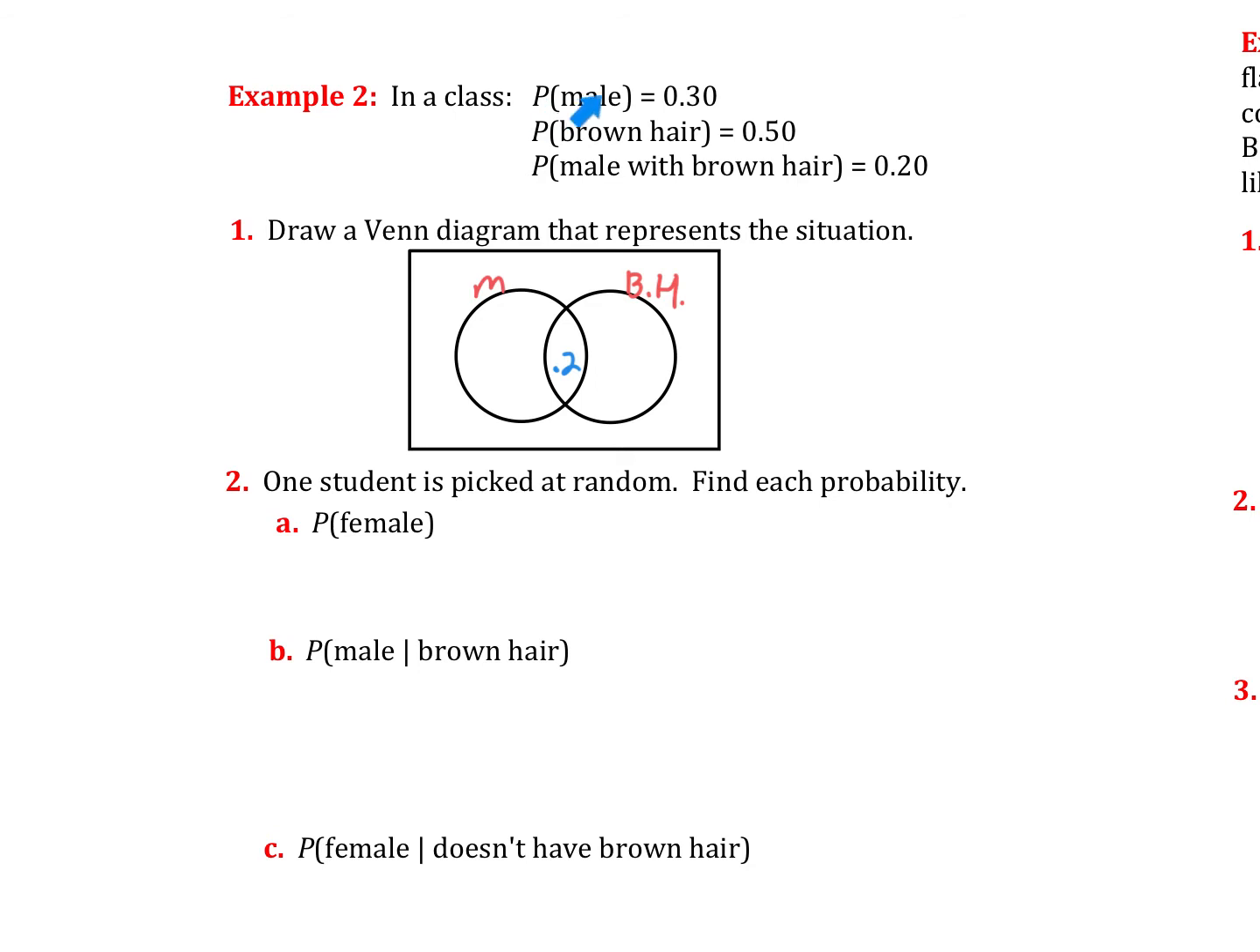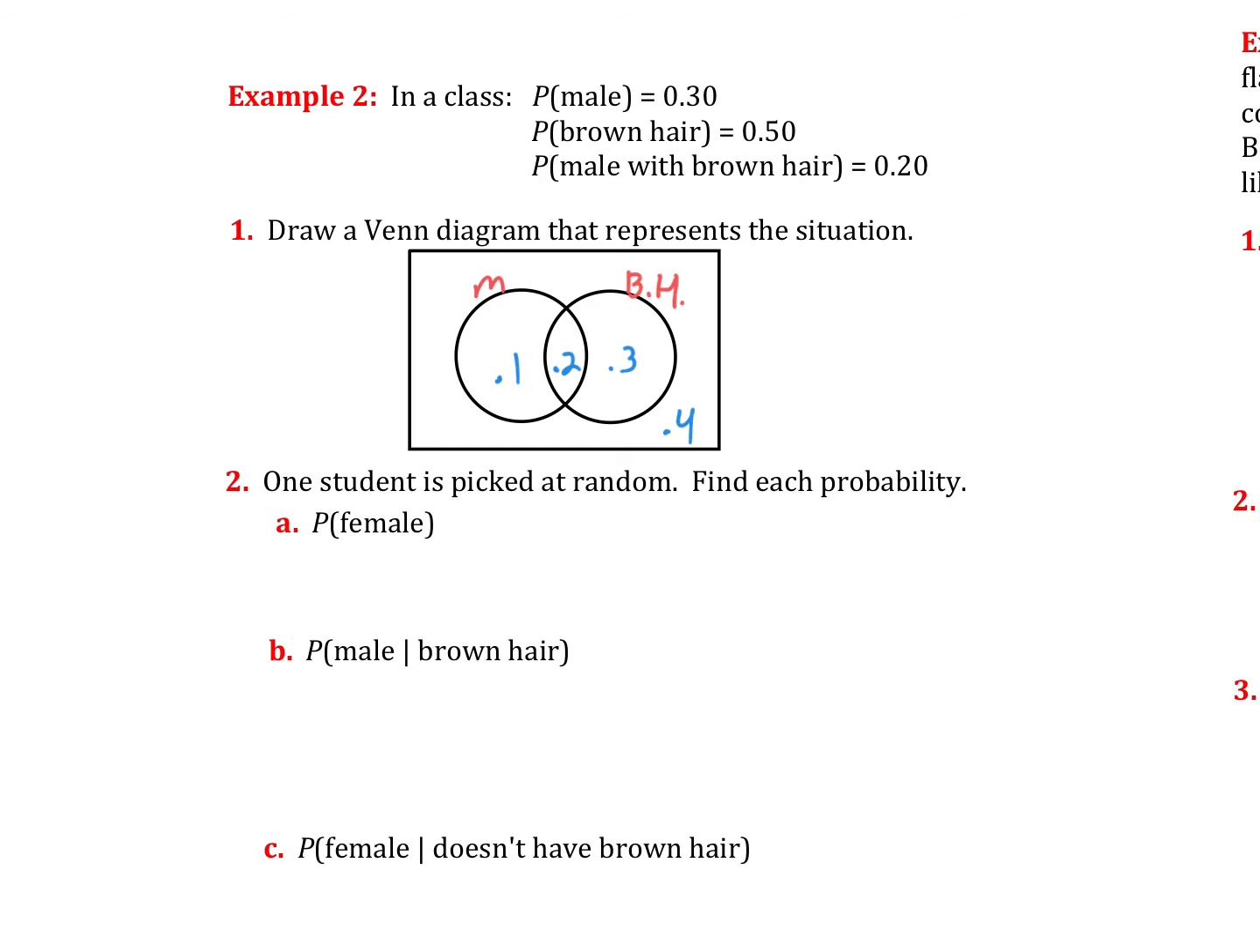They're telling me that 30% were males. Now if there's 0.2 here, then this represents 0.1. And brown hair, I've already got 0.2 accounted for, so that means I need 0.3 over here. Now this whole rectangle has to equal out to 100%. I've got 0.1, 0.2 plus 0.3. I'm at 0.6. So 0.4, 40% of the students do not fall into either one of these categories. So they're not male, nor do they have brown hair.